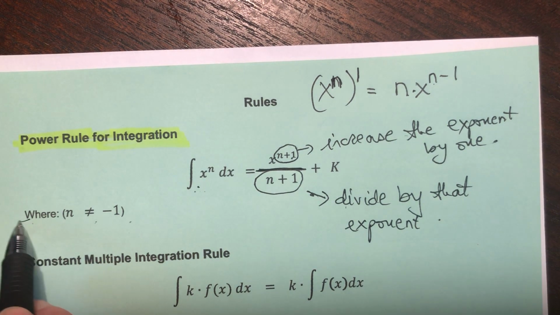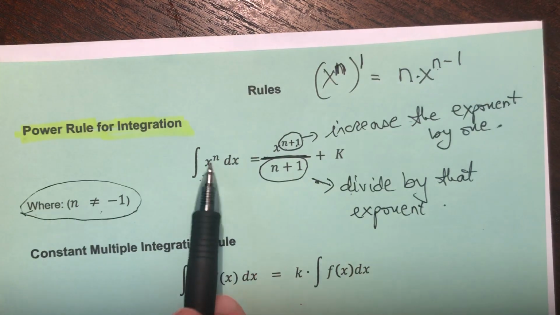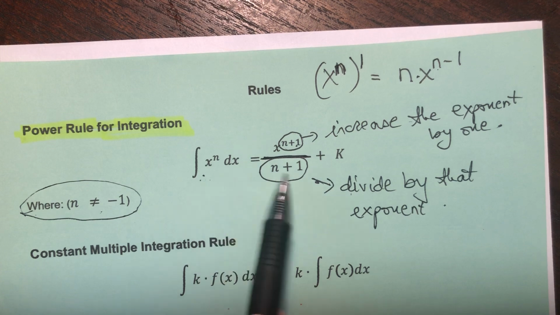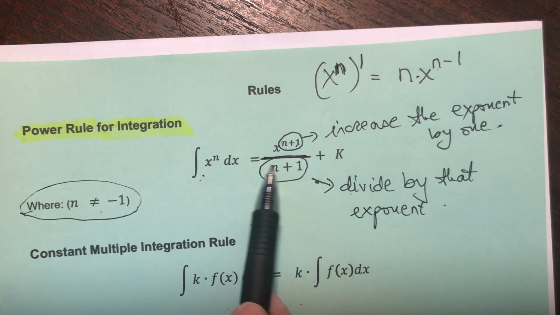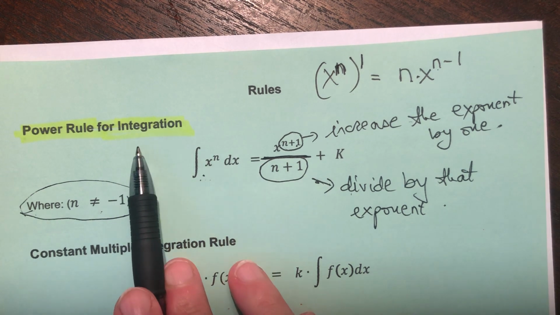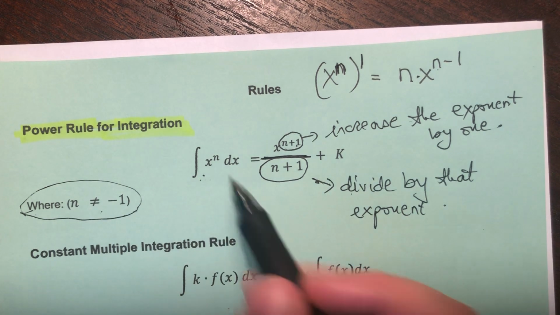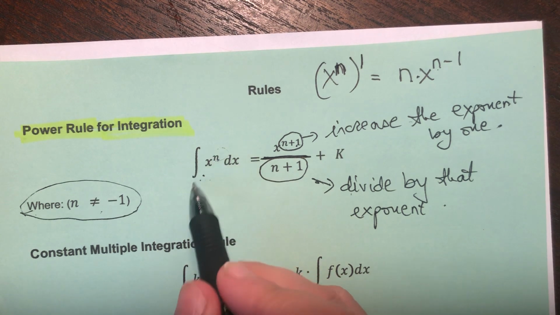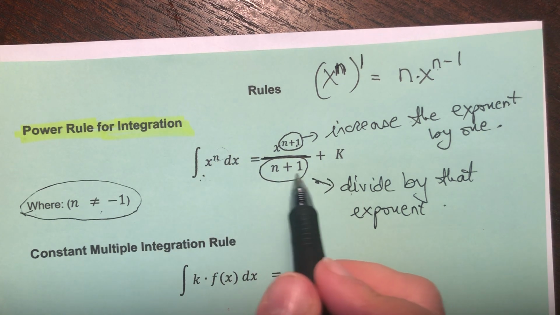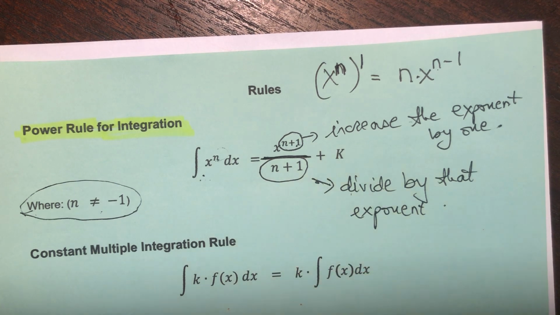And why did I say n cannot equal -1? Because if this exponent is a -1 and then I divide by 1 more than it, what is -1 plus 1? Well, that would be a 0, yes? And we all know we cannot divide by 0. So this rule works for any power except for the power of -1. So if you have an integral of x to the -1, you cannot use this rule. We'll see just at the bottom of this page what rule we're going to end up using.